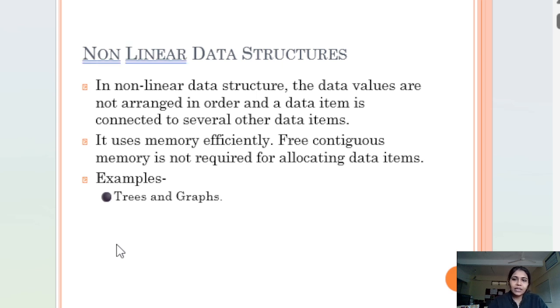Tree is a non-linear data structure. First of all, what does non-linear mean? Non-linear means the data values are not arranged in sequential order, and data items are connected to several other data items. It uses memory efficiently, as contiguous memory is not required for allocating the data items. There are two types of non-linear data: first is trees and second is graphs.